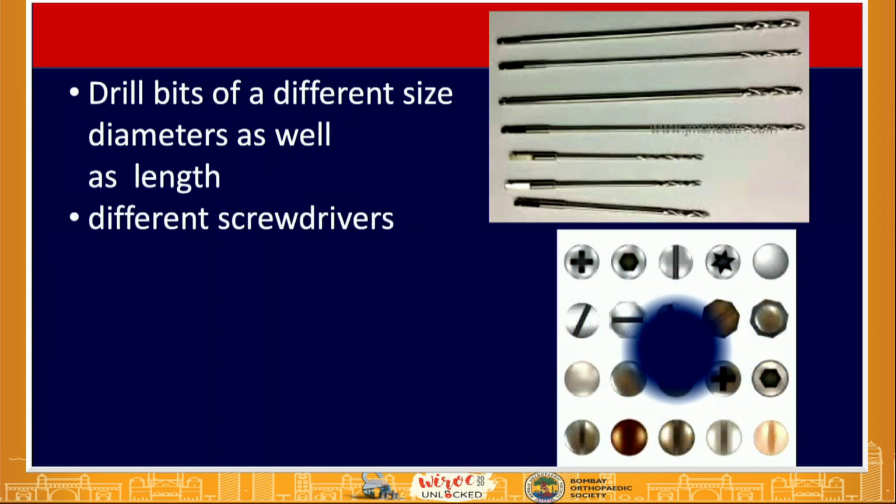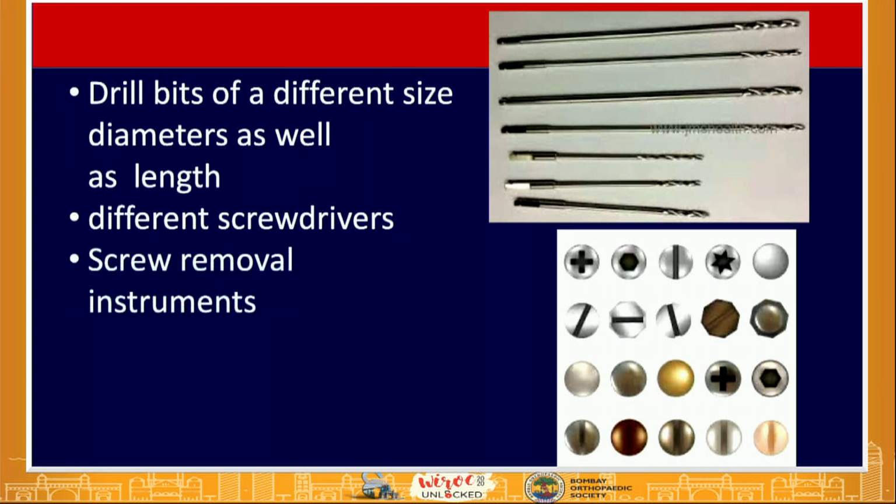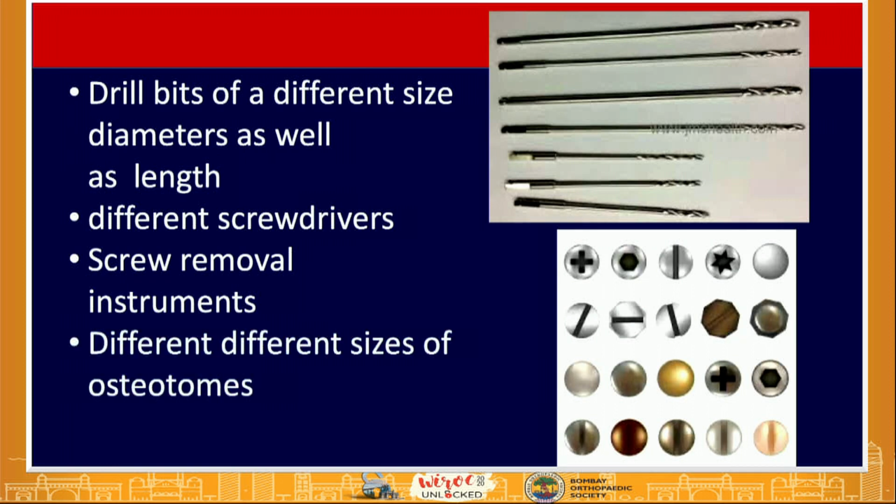Now, the different screwdrivers also. For example, formerly it used to be only a cross screwdriver. Now there are different screwdrivers available. So we have to keep screwdrivers of different sizes and different shapes for everything. These are very important when you are doing an implant removal, though not necessarily only while removal. When you are inserting the implants also, it is important. Screw removal instruments and different sizes of osteotomes should also be available so that you do not get stuck over there.